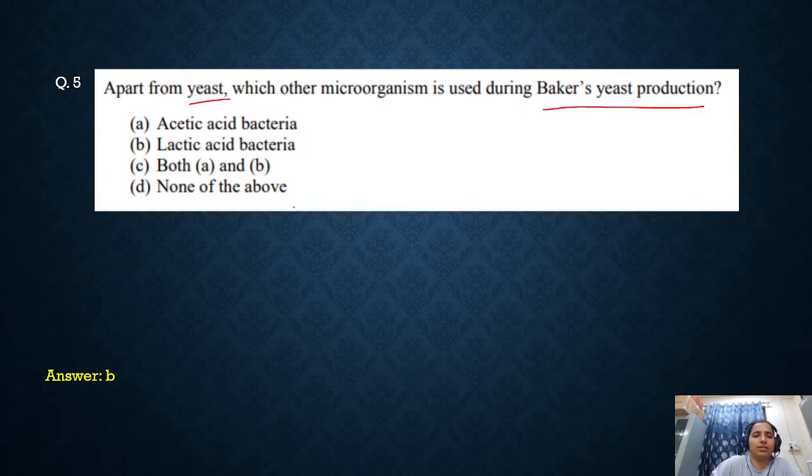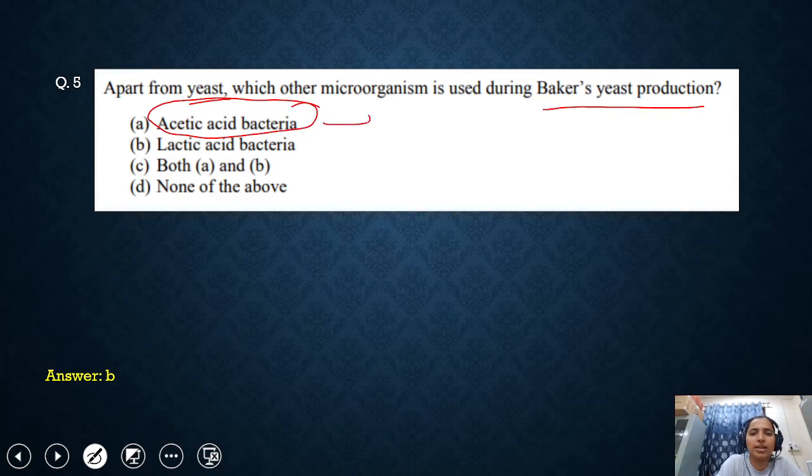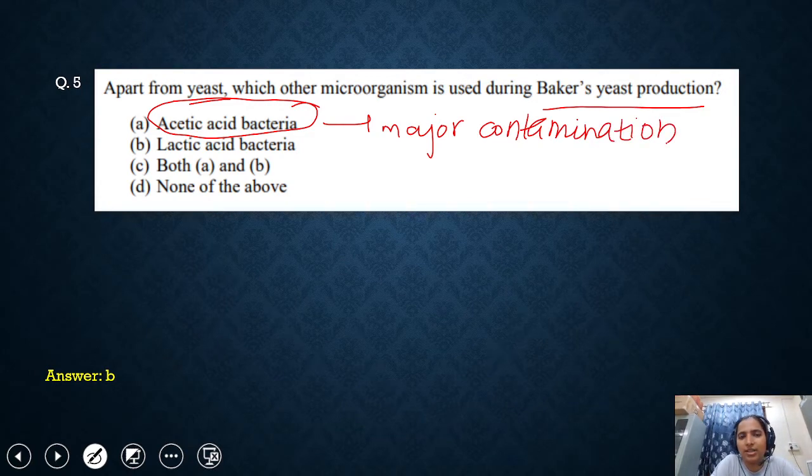So what happened during this yeast production? This acetic acid bacteria, this is the major contamination. This is one of the major contaminations that occur in the baker yeast. So this can't be used. This is the contamination. So then you have lactic acid bacteria. Yeah, they are possibly used in this baker yeast production. But preferably you use the yeast. Okay. So for this question answer is B.